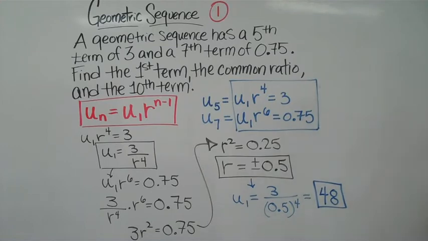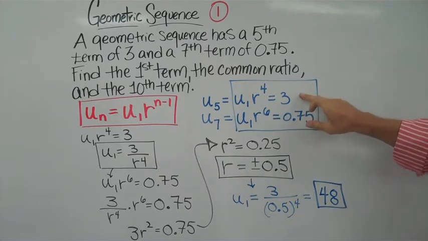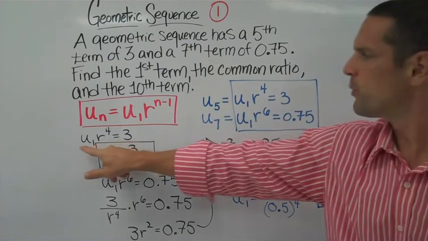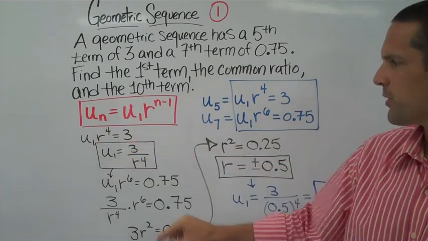So we've got two equations and two variables. Our algebra skills are good, so we know how to solve this. Let's solve in equation 1 for u_1. u_1 r to the fourth equals 3. Divide both sides by r to the fourth.